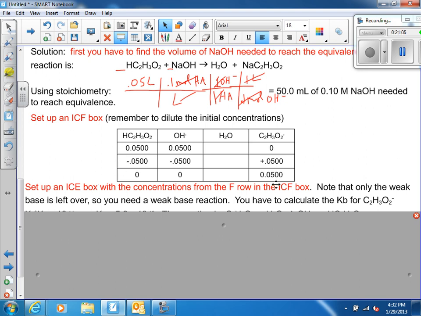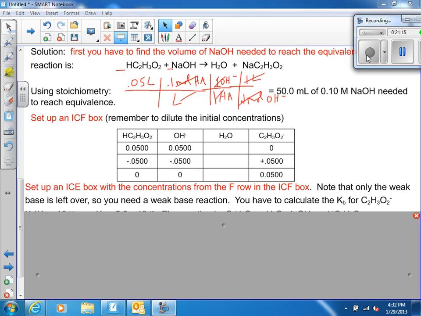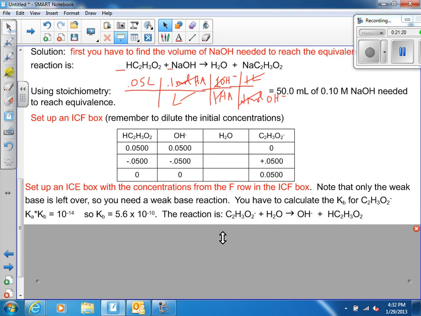So we take the F row and we have to set up an ICE box. We only have the weak base present, so I need to do a reaction with the weak base. And since I'm going to have only the weak base, I need a Kb. So first I've got to calculate the Kb. Remember, Ka times Kb is 10 to the minus 14. So here's my Kb. And here's my reaction, my weak base. I've got to come up with a whole new reaction. Weak base and water. We always make hydroxide, and one of the H's from water transfers over to the weak base to get acetic acid.